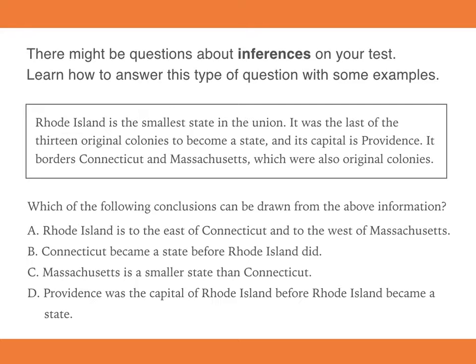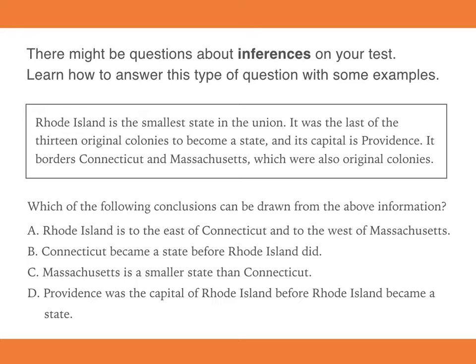Option C reads, Massachusetts is a smaller state than Connecticut. This one has something to do with the size, and when we have a look at the very first sentence, it says Rhode Island is the smallest, but it doesn't mention anything having to do with the size difference of other states, like Connecticut and Massachusetts, so this one can go as well.